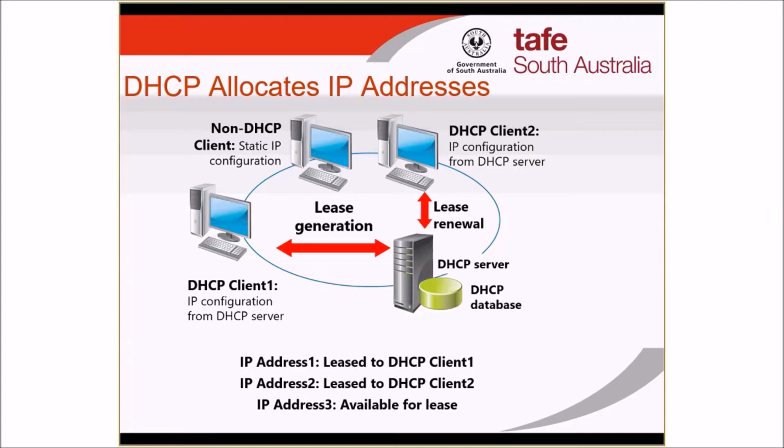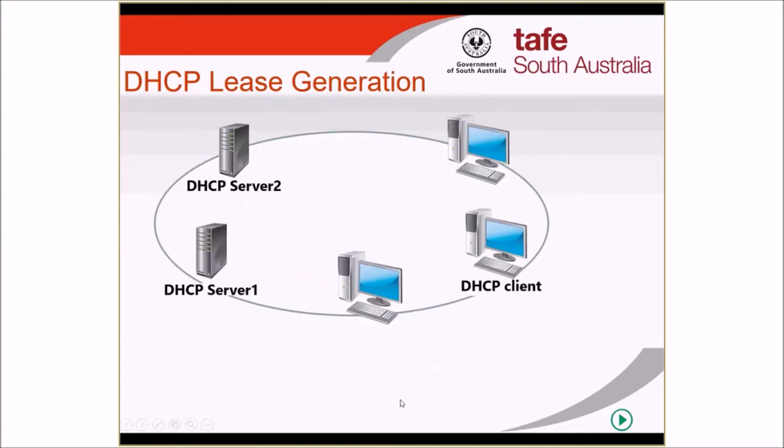The lease has a period, a time frame, and the lease would expire. And before it expires, the DHCP client, if it's still on and needs the IP address, will renew the lease. Okay, so you can have a mixture of DHCP clients. You can have a non-DHCP client, which means it's got a static configuration, and you can have other DHCP clients which might be reaching the end of the lease and renewing. So how does it work? We've got two DHCP servers here. We've got many clients. Here's a DHCP client.